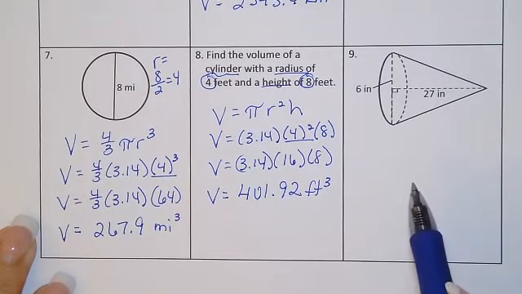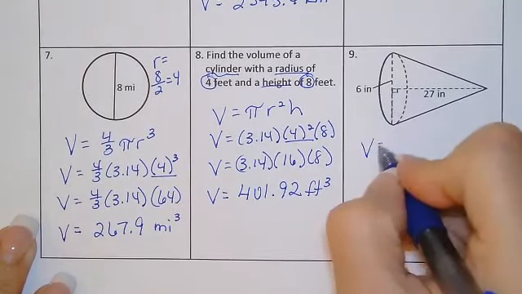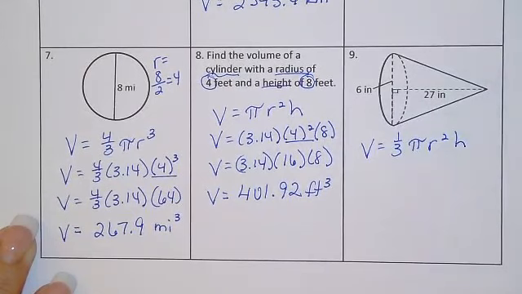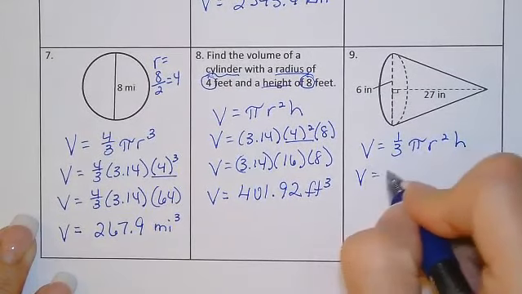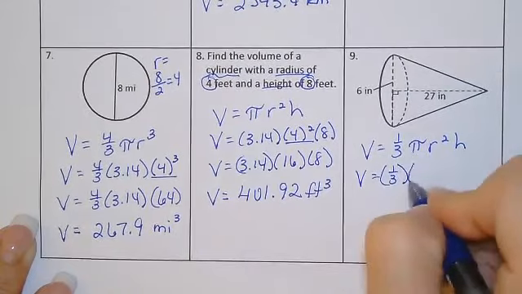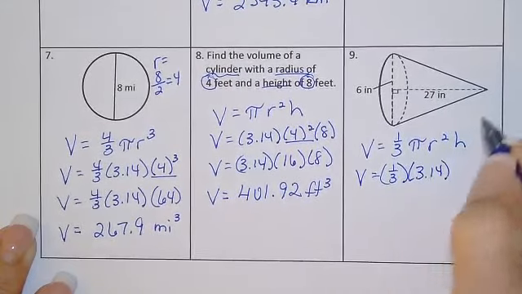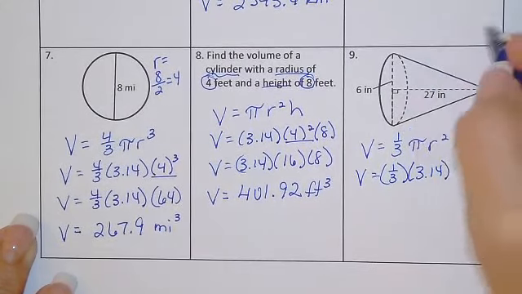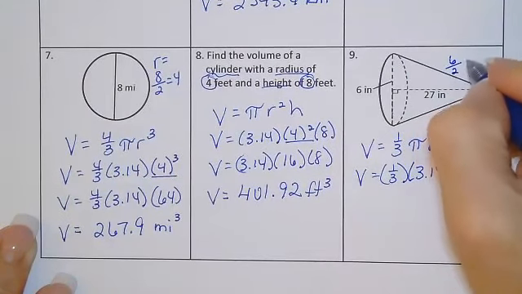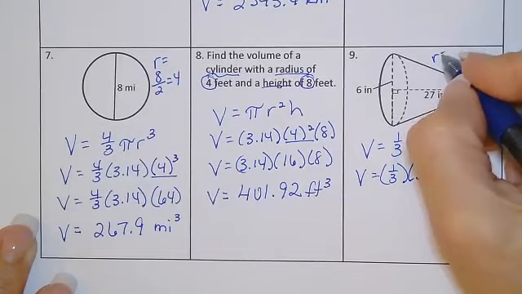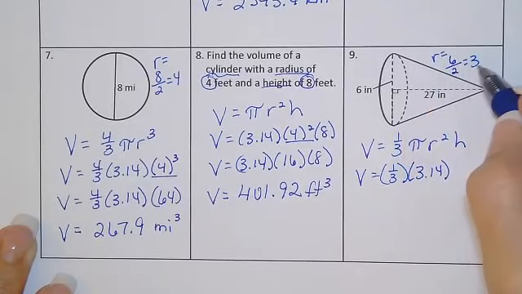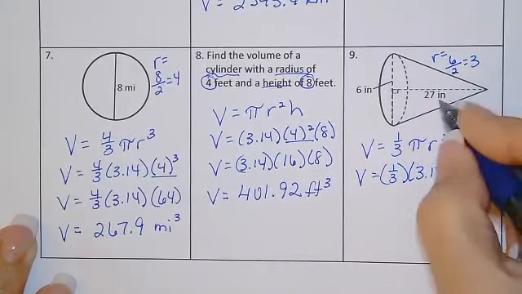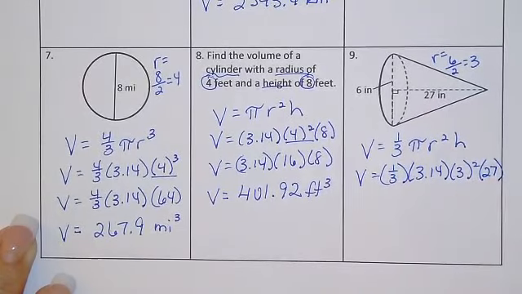All right, last one, a cone. So our formula is 1/3 pi r squared h. Okay, let's substitute. We have 1/3 times pi. Okay, radius. Oh, this is diameter. So I need to divide it in half. So radius is half of the diameter. So it is 3 squared. And then height is 27.